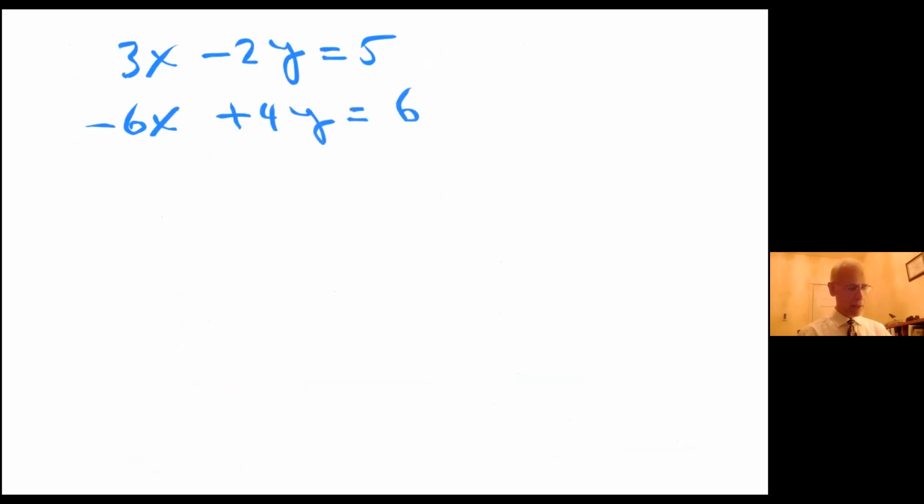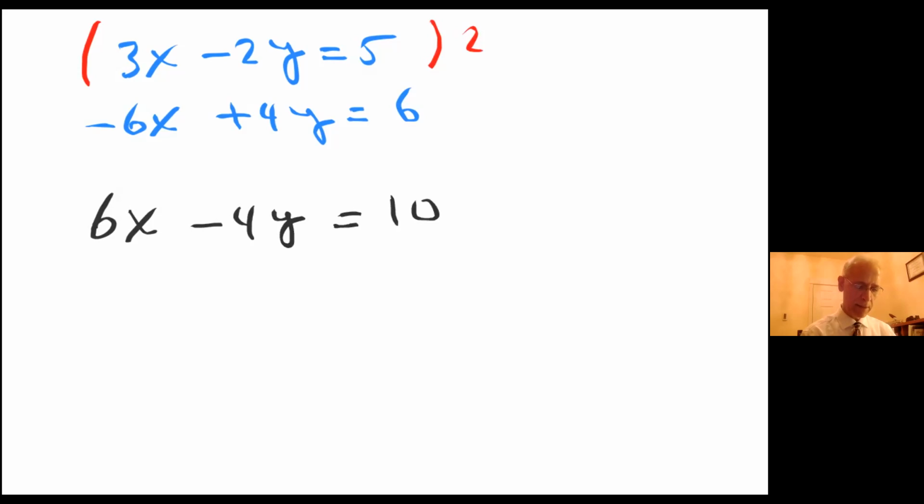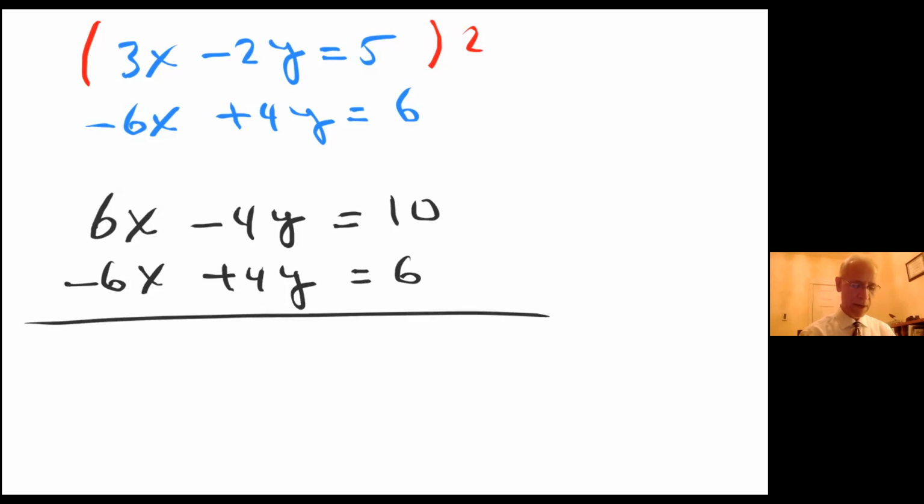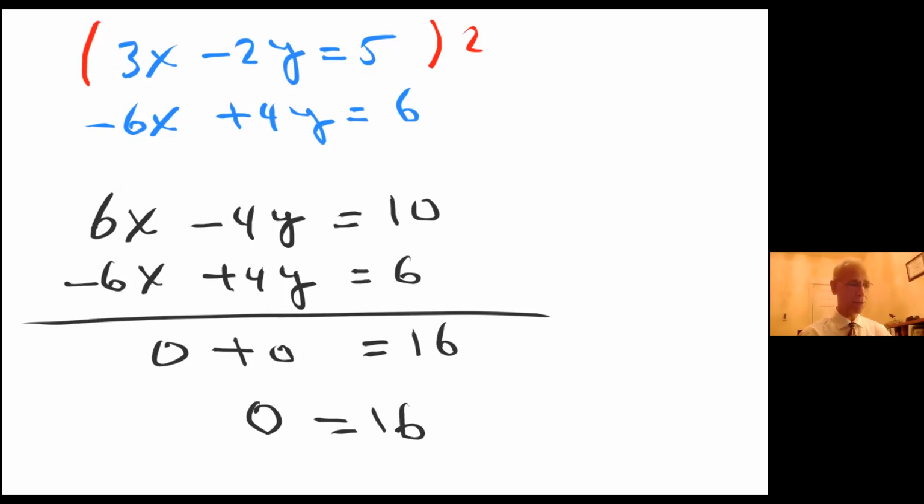Okay. And so I'm going to go ahead and multiply the first one by 2, and that's going to give me 6x minus 4y equals 10. And the second equation is unchanged, minus 6x plus 4y equals 6. Add them together, I get 0 plus 0 equals 16. So 0 equals 16. How could that be? So this one has no solution.